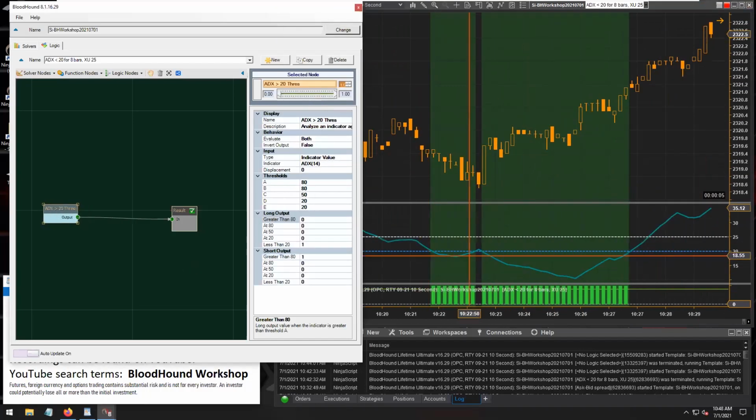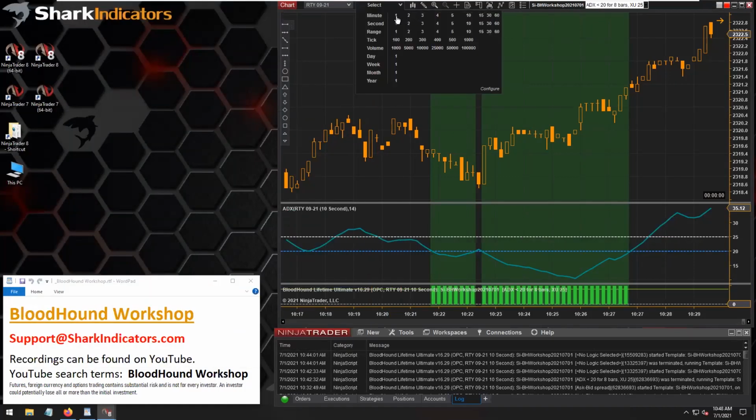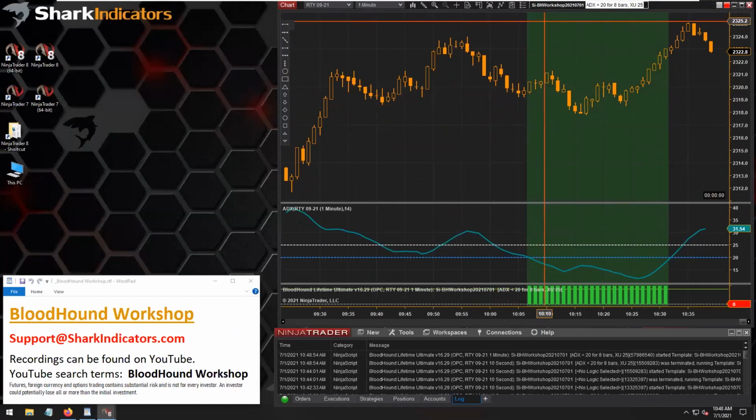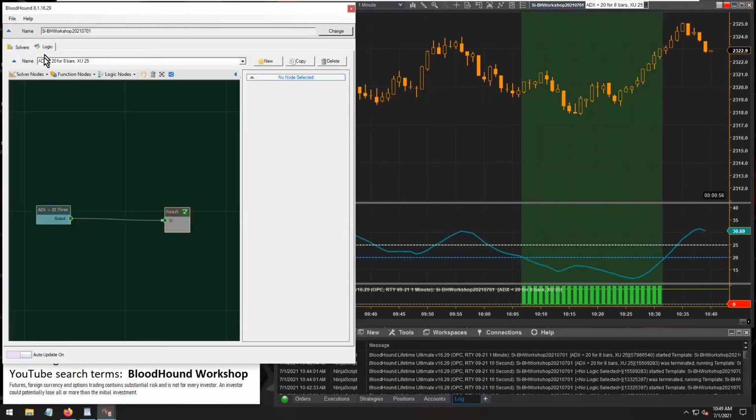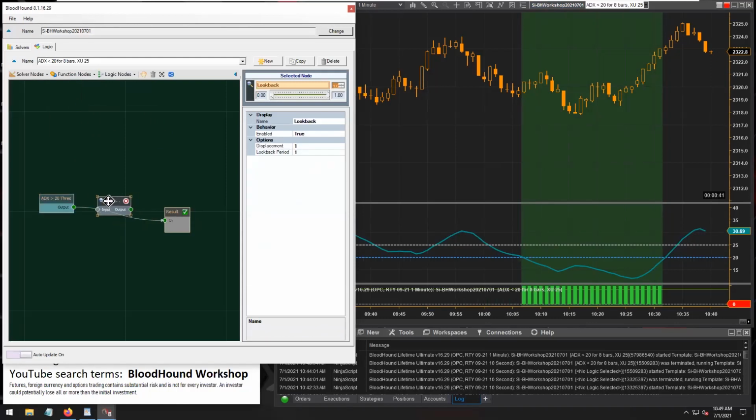All right, so now we need to identify when we have at least 8 bars where the ADX is below 20. We might get a little variety if I switch over to a 1-minute chart. There. Okay. All right, so to identify that we have at least 8 bars there, let's use a look back node to do that.